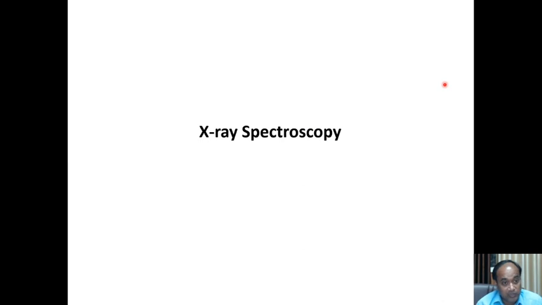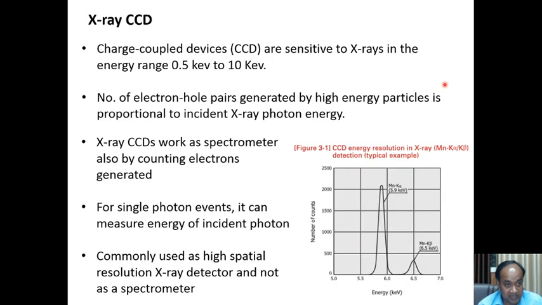Now I will go to X-ray spectroscopy. This is another domain where spectroscopy is very useful. X-rays are high energy particles, as you know, and you encounter them in medical sciences more often in your daily life than in other applications, because they are harmful. But there are natural celestial sources which emit X-rays, and we also do X-ray spectroscopy. X-ray detectors include photomultiplier tubes, as well as CCDs, charge-coupled devices, which are sensitive to X-rays in an energy range between 0.5 kiloelectron volt and 10 kiloelectron volt.